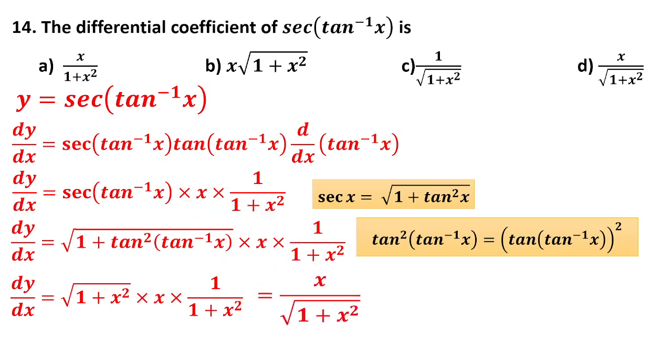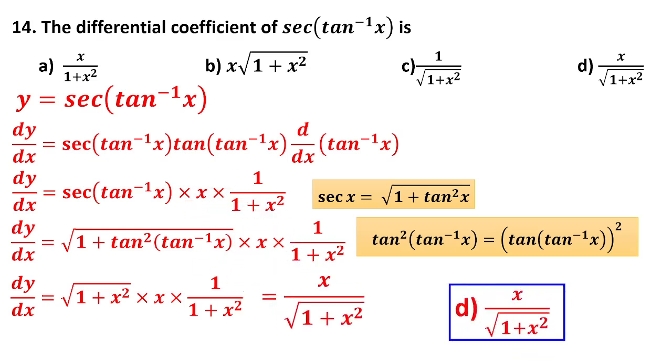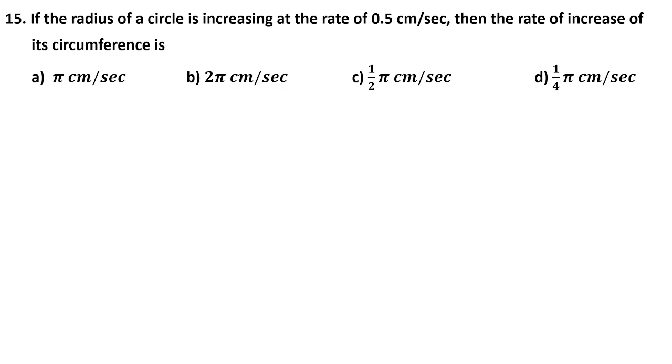Therefore, it is getting cancelled. Therefore, x upon root 1 plus x square is the answer. Check out, this is not a normal problem of mere differentiation of the given function. You have to prove that the coefficient is the given one. Okay, well. Question number 15.